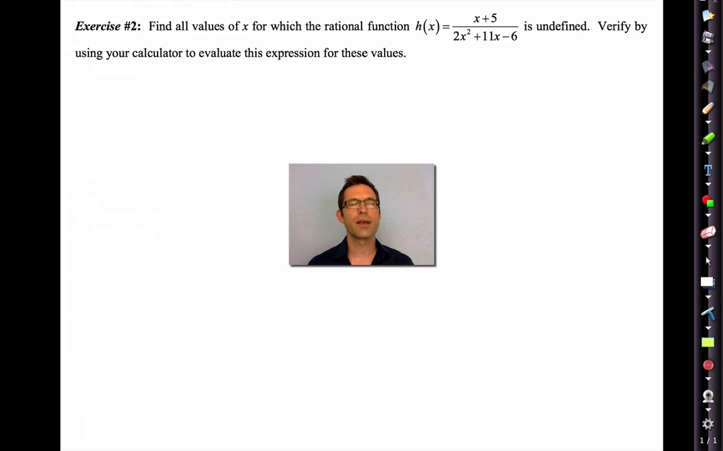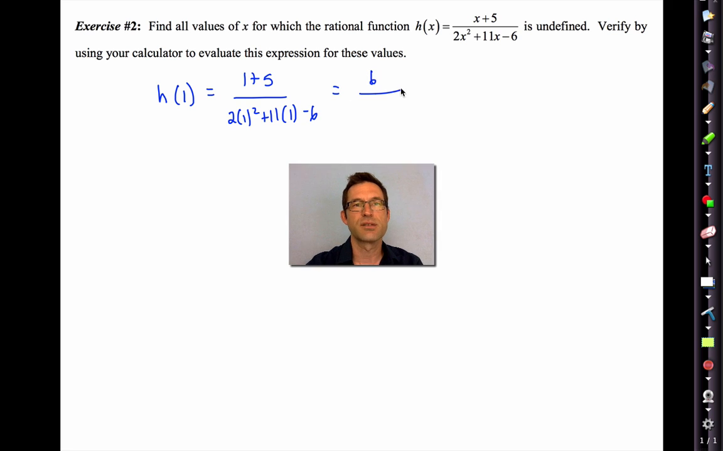So let's try that. Exercise number 2. It says find all values of x for which the rational function h of x equals blank is undefined. Verify by using your calculator to evaluate this expression for these values. All right. So the whole idea here is that, if I take a number like 1 and I put it into this function, I'd get 1 plus 5, and then I'd have 2 times 1 squared plus 11 times 1 minus 6, and I'd get 6 divided by 2 plus 11 minus 6, and that would give me 6 divided by 13 minus 6.